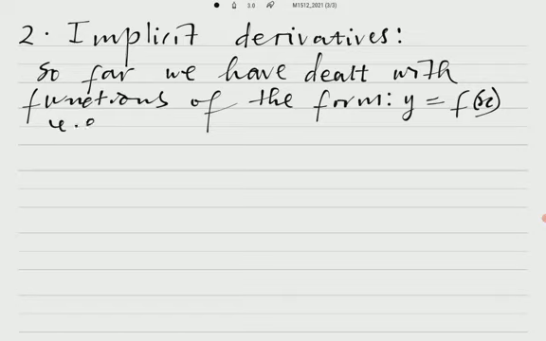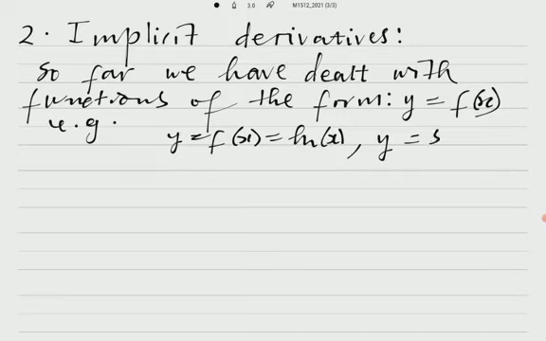E.g., some of the functions that we met: y, which is equal to f of x, which is given by ln, just the one that we just met. We also met a function like y, which is equal to sine of x, so it's still a function of x.